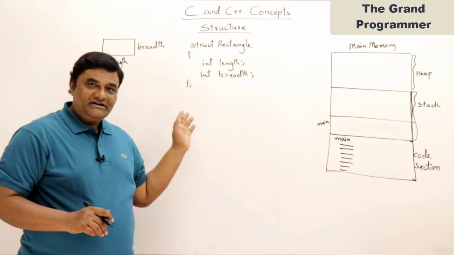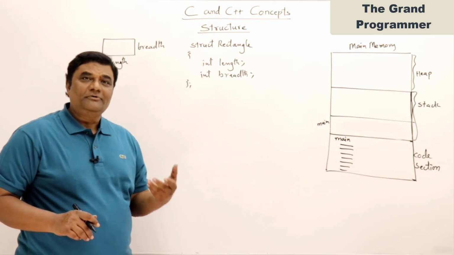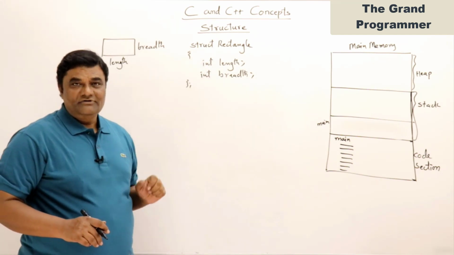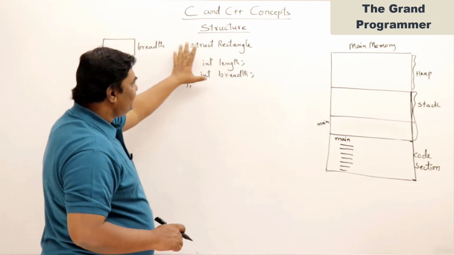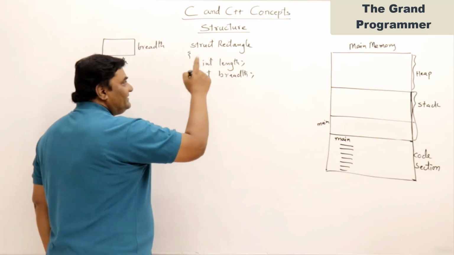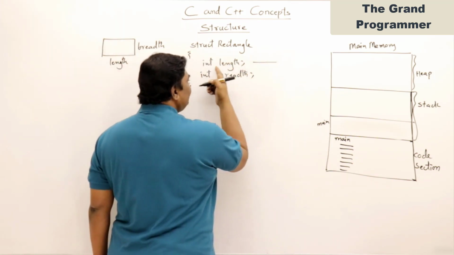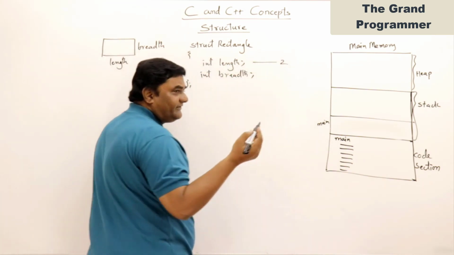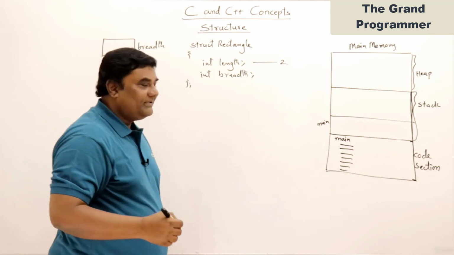I have taken an example of a rectangle. I'll be showing you more examples of structures later on. So let us learn further about this one. Now, how much memory will this rectangle consume? See, it has two members. For this length of integer type, if I assume an integer takes 2 bytes, or it may take 4 bytes, but I am assuming it has 2 bytes.